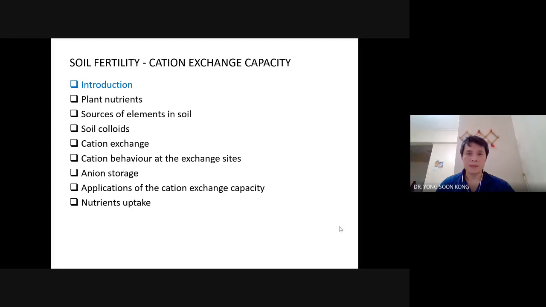Now, frankly speaking, cation exchange capacity, after this, I'm going to call it a lot with CEC, the short form, CEC. So don't be confused, it actually means cation exchange capacity. Now, first of all, this CEC value is closely associated with soil fertility.